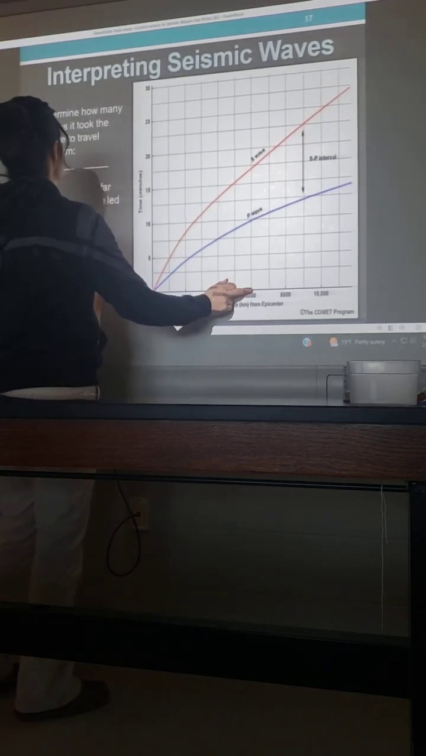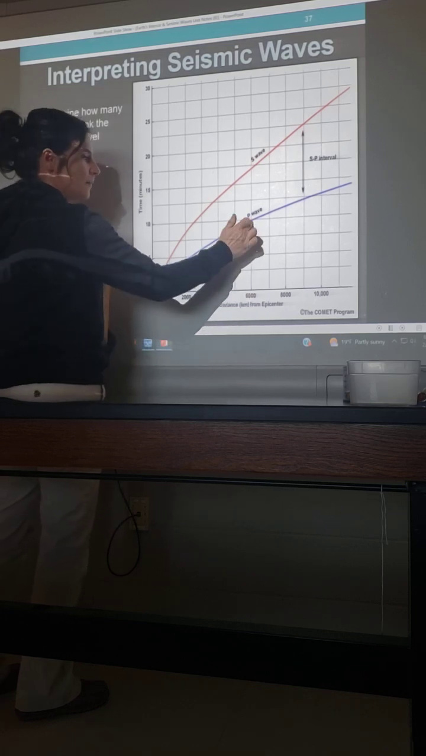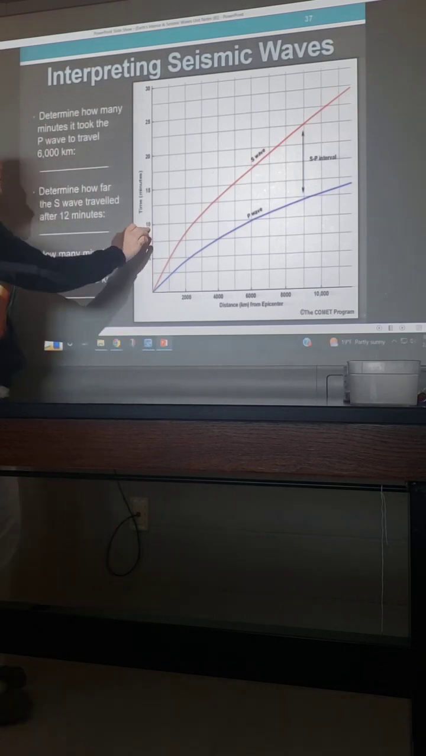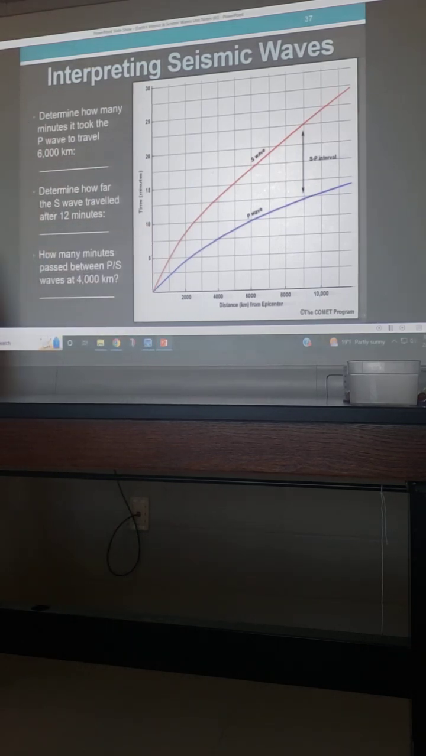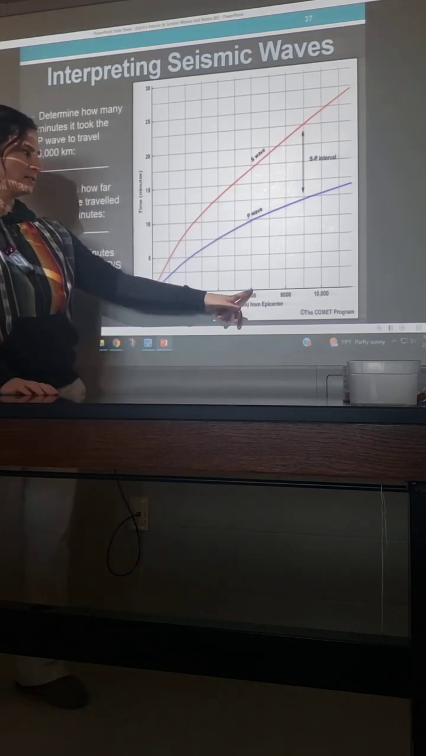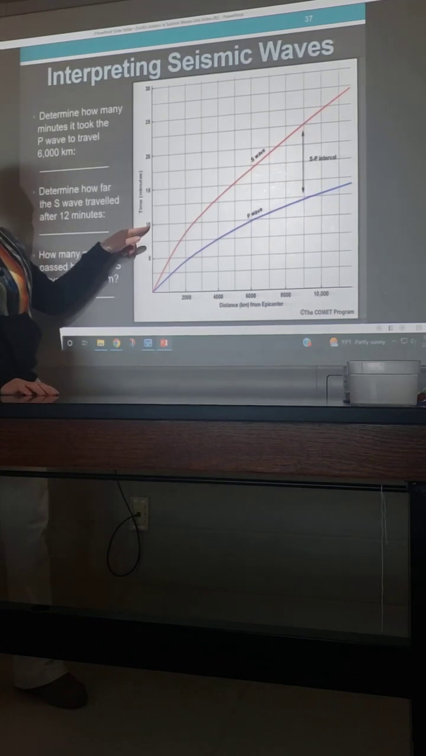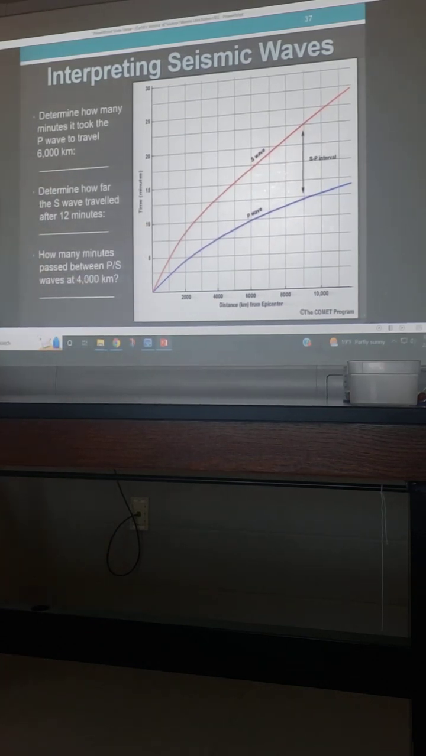I go to 6,000 kilometers and it wants the P wave. So I'm going to go up until I hit the line for the P wave, and then I'm going to go over. And so what is that, 10 minutes. How many minutes did it take for that P wave to travel 6,000 kilometers? So if we're at 6,000, we go up to the blue line and then go over. There we go. 10 sounds good. All right, does everybody see where that's coming from? Because you're going to have to be able to do this.